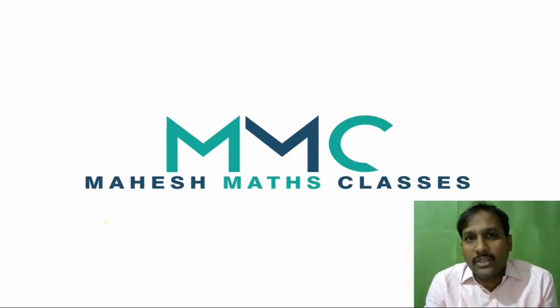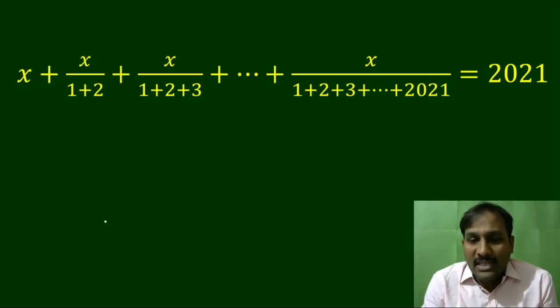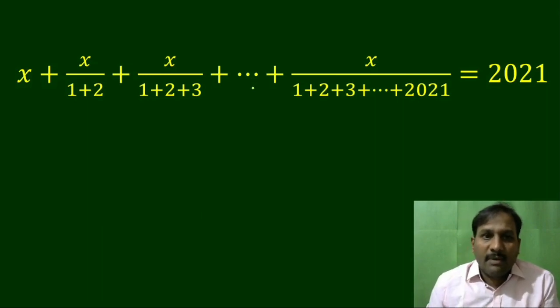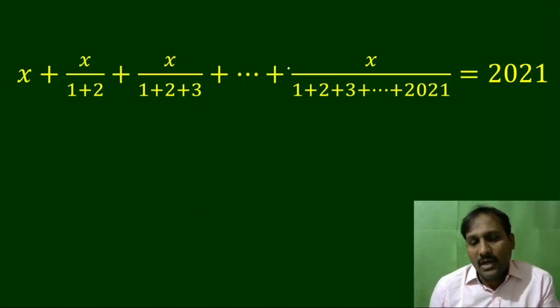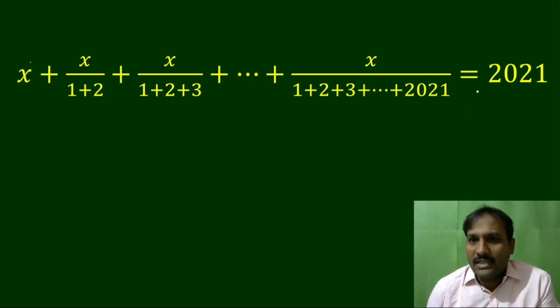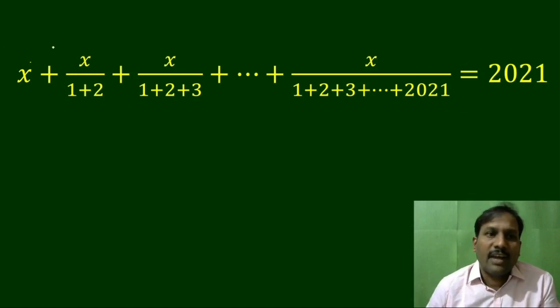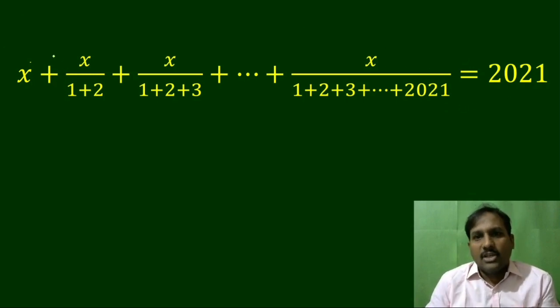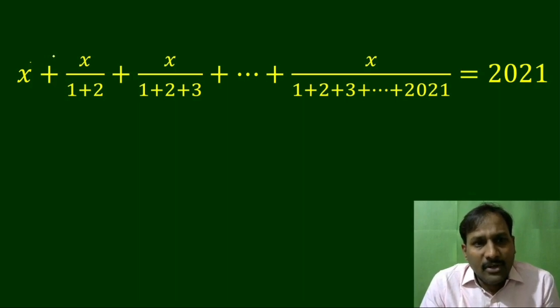Today we are going to discuss one algebraic problem. This is the problem: x plus x by 1 plus 2 plus x by 1 plus 2 plus 3 plus so on up to x by 1 plus 2 plus 3 plus so on plus 2021 is equal to 2021. Then find the value of x. So this is the algebraic equation. In this we have to find the value of x. If you know the answer, please pause the video and check your answer.